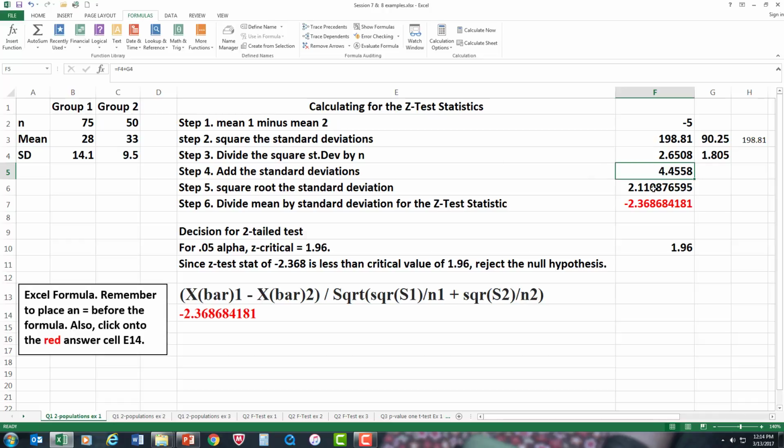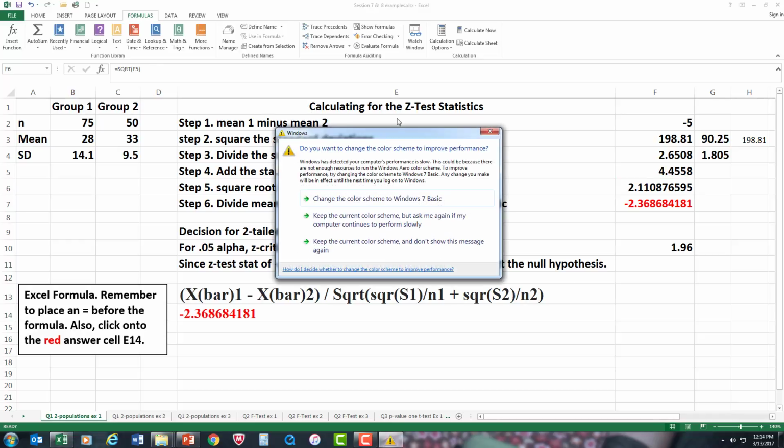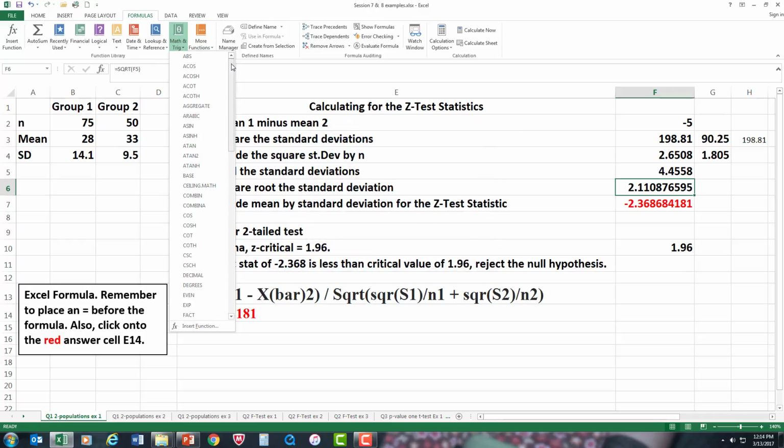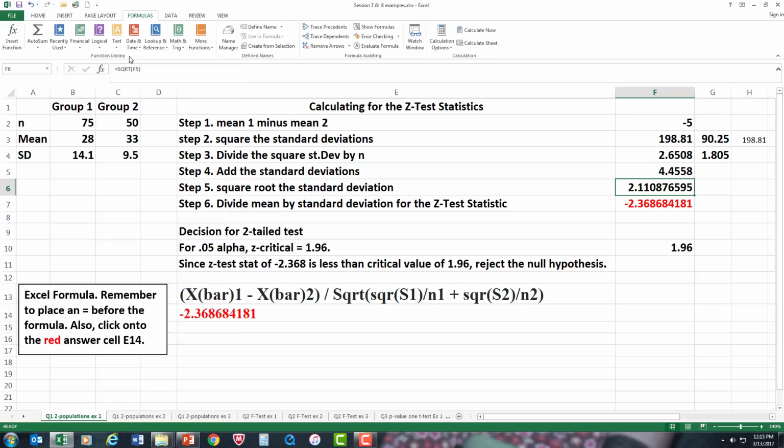Now you have to do a square root. So click in here, I went to Math and Trig. I looked for square root, and there it is right there, and that's the one that I used. And so it's just square root, and it's asking for F5. Oh, excuse me, F5, which is right. And this is the number that you get.